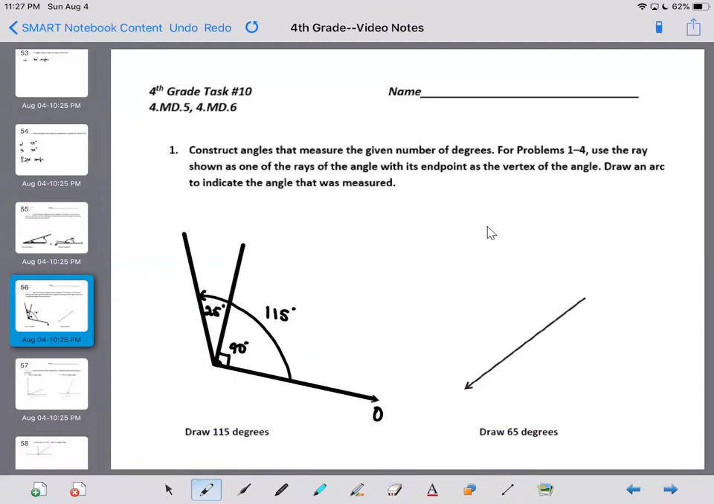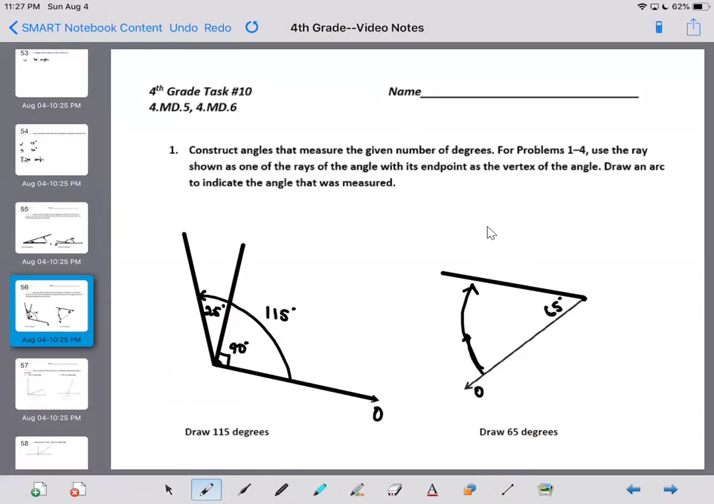And then if I want to draw a 65 degree, I can go the other way. I could make this be 0. And then draw my angle from left to right, and show that angle measure of 65 degrees. So those are just approximations using the protractor.